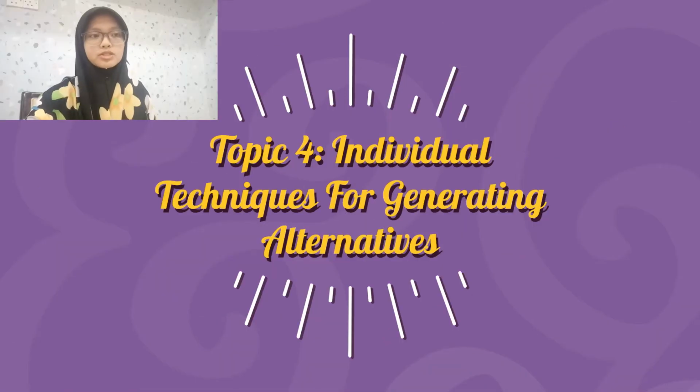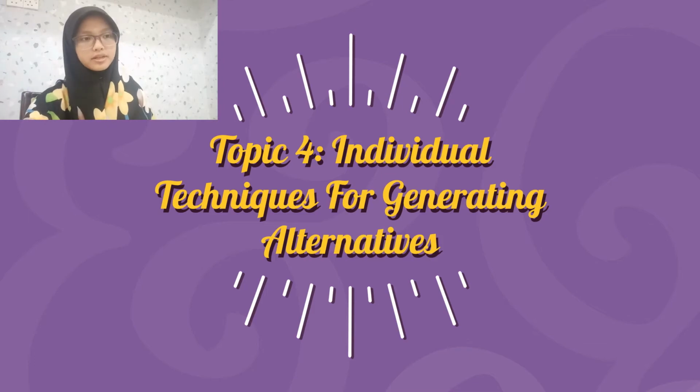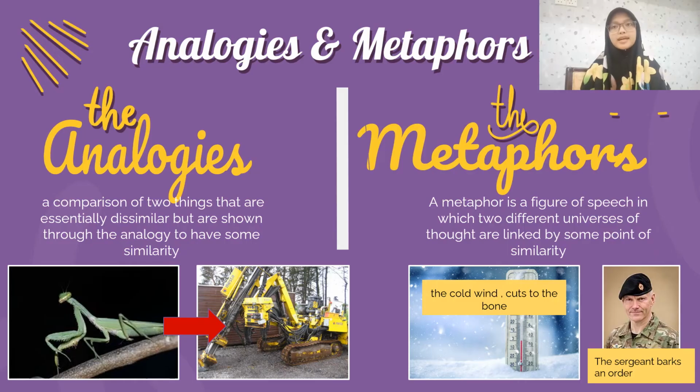Now, let's go to topic 4 in this book, which is about individual techniques for generating alternatives. There are more than 35 techniques under this topic, but I will only explain 3 of them, which are analogies, metaphors, and association. Let's go one by one. The first one is analogies.